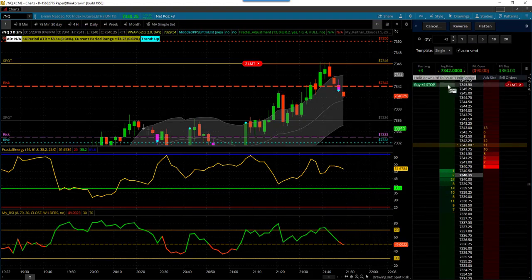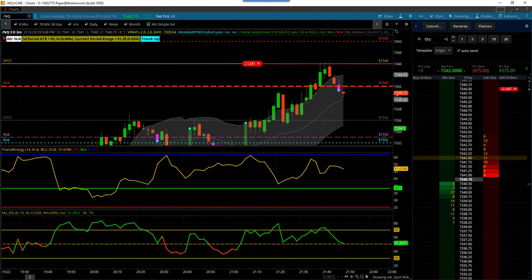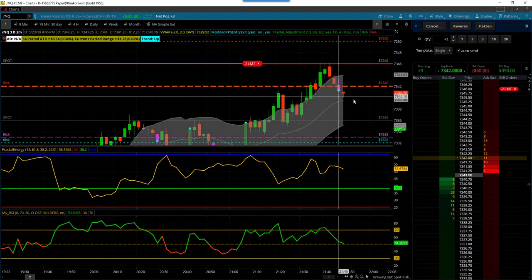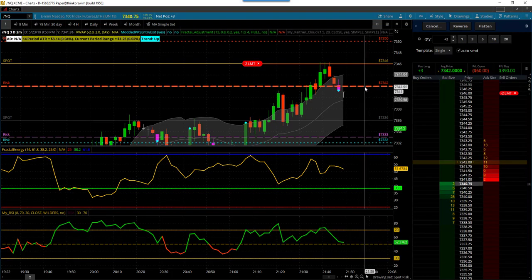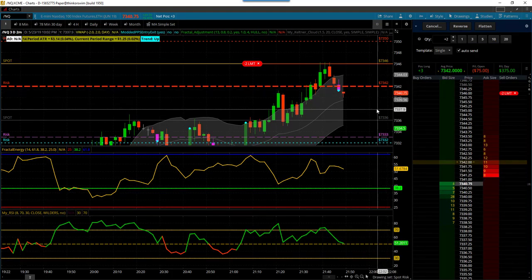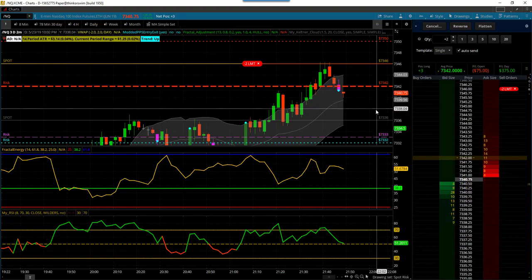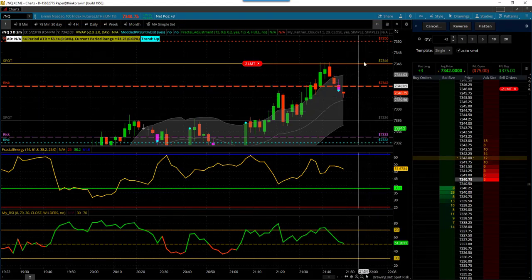Unfortunately, I went long here. And so now I need to manage this trade. Hopefully it'll let me out without taking too much loss. If I got in at 42, then 38 would be 4 points. So as long as price stays above 38, I will look to still take this trade long.